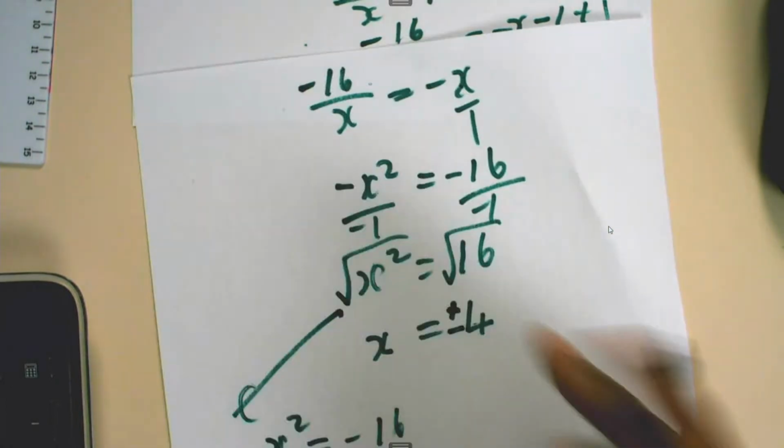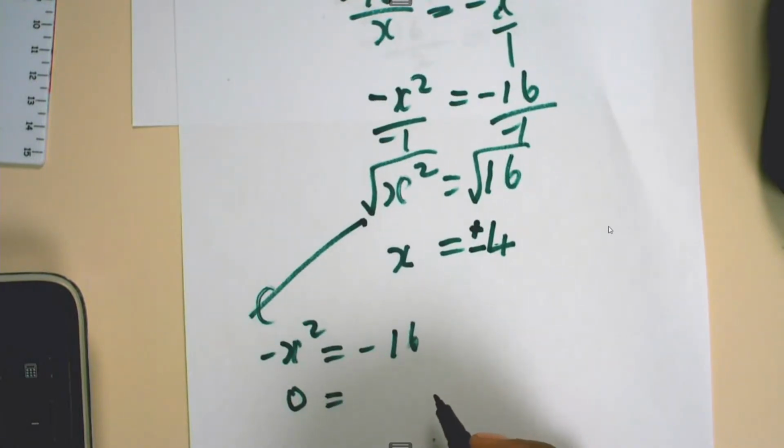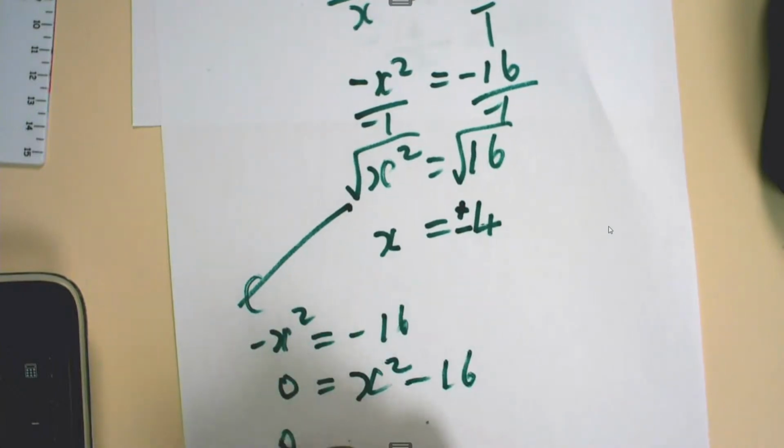You said, let me take x on the other side so that this one is 0, because that is how we solve the quadratic. One side must be 0. Then we get x squared minus 16. Then after that we factorize.